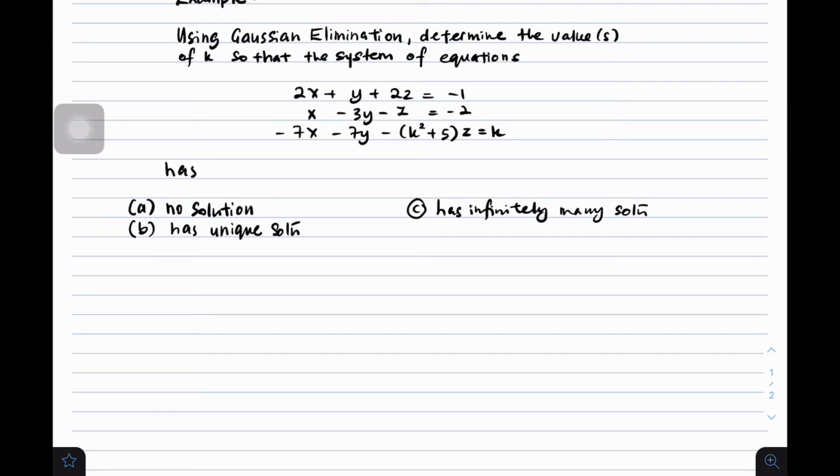Using Gaussian elimination, determine the value or the values. Okay, it might have one value only, or you can have many values of k, so that the system of equations fulfills this condition. Okay, or fulfills all the equations here. So what you want to do is you want to find the value of k here.